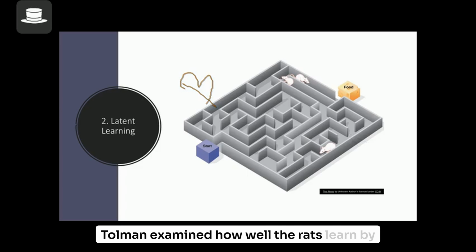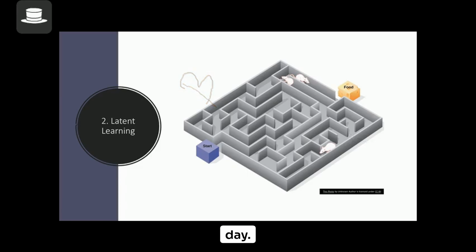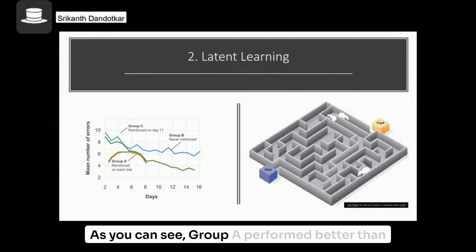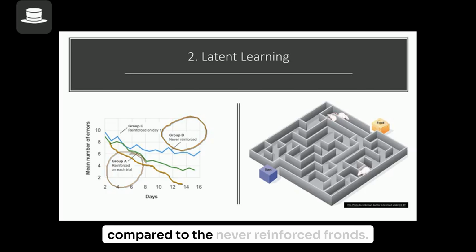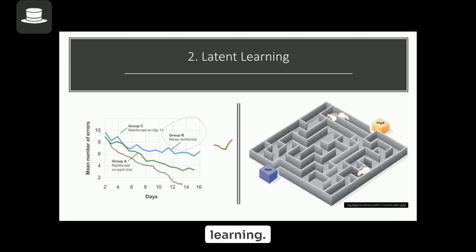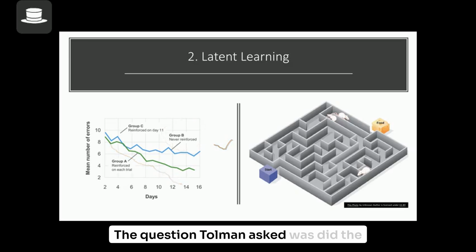Tolman examined how well the rats learned by measuring the number of errors they made each day. Guess what happened? As you can see, group A performed better than group B. The reinforced rats made fewer errors when compared to the never reinforced rats. In other words, reinforcement enhanced learning. The question Tolman asked was, did the unreinforced rats in group B never learn anything?